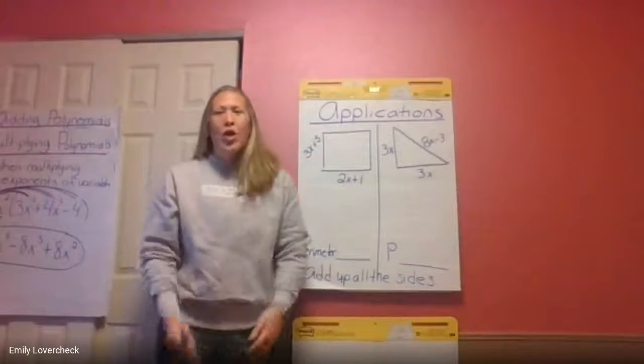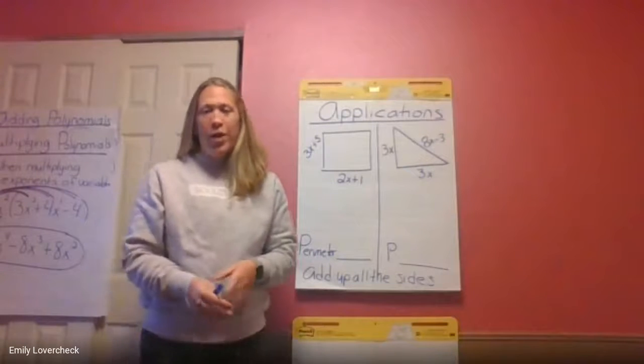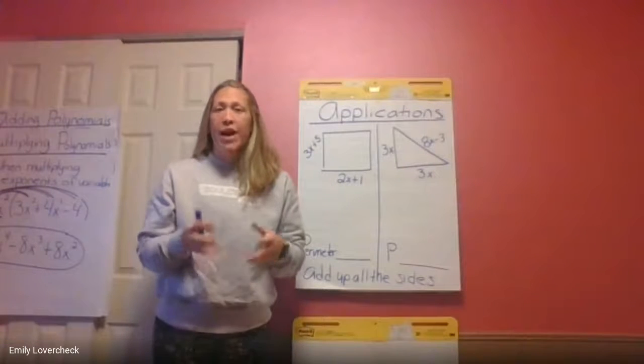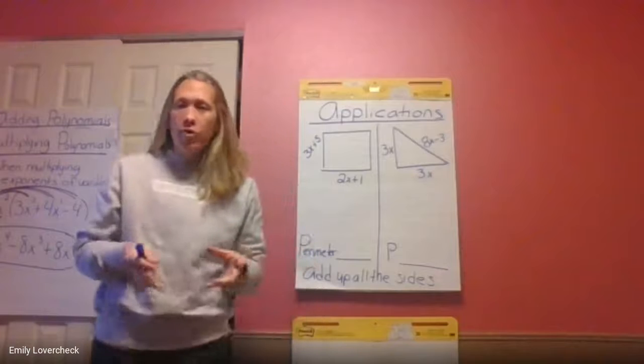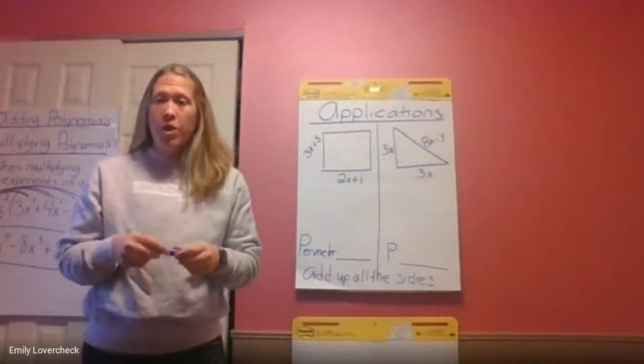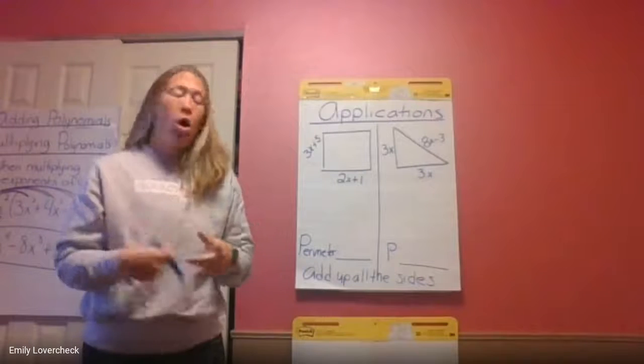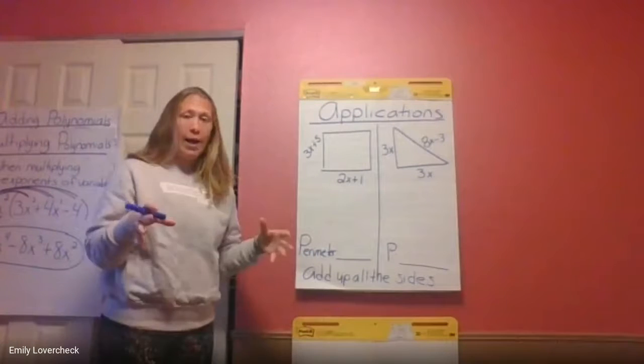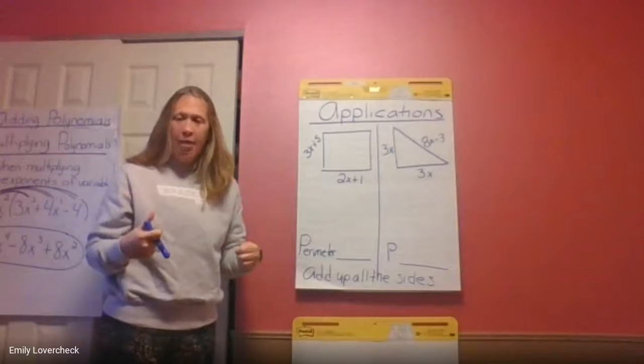Guys, welcome back. So this week and last week we have been doing adding, subtracting, multiplying, and dividing polynomials. What we're going to do this week is start with the applications. We're actually kind of putting it all together. Today what we're going to start with is just perimeter. So to recall, perimeter is when you add up all the sides. So sum of all sides, add them all up together.